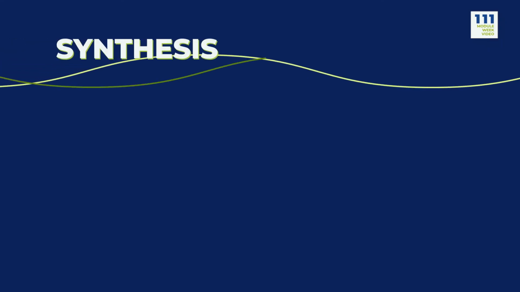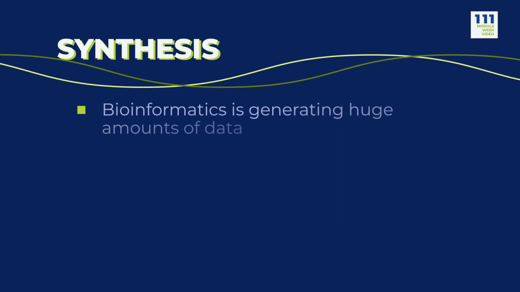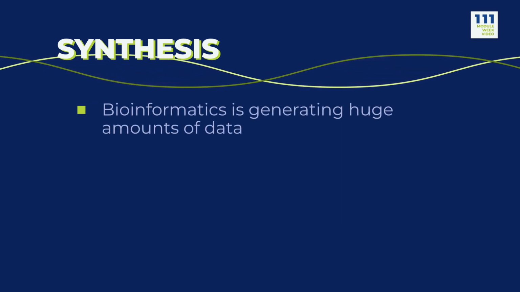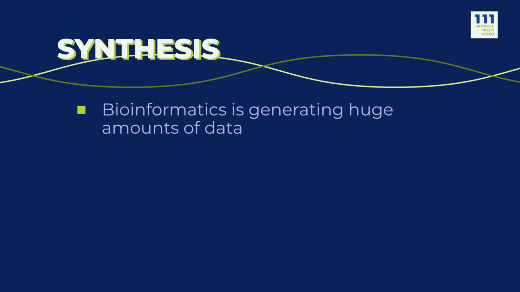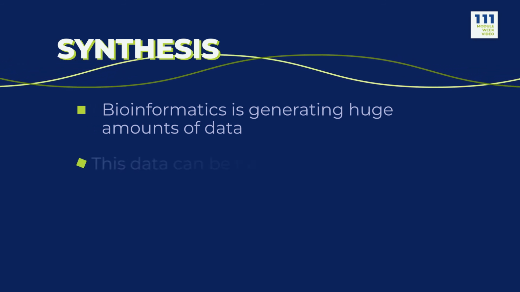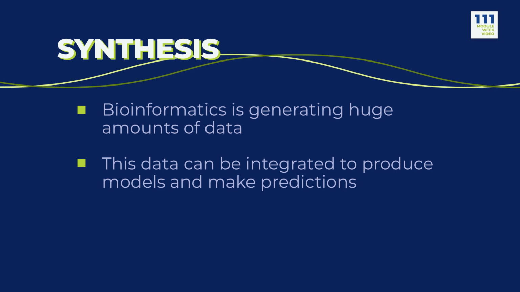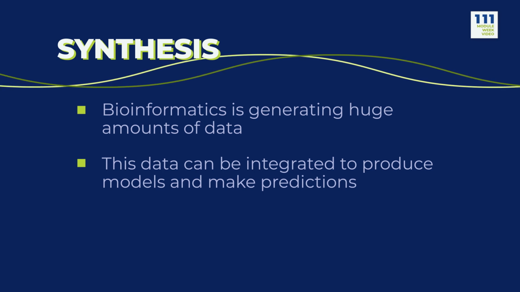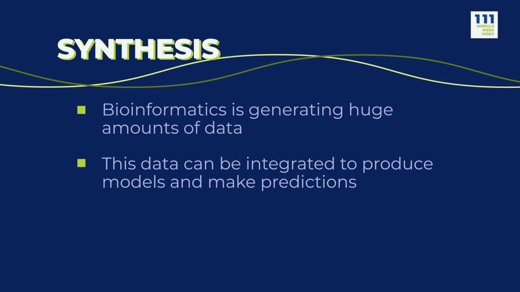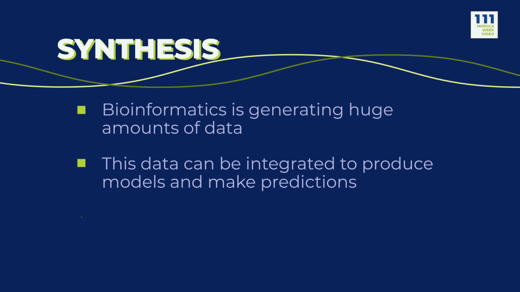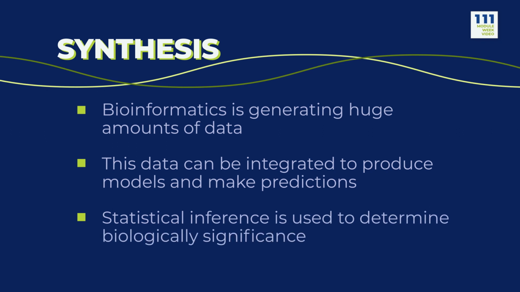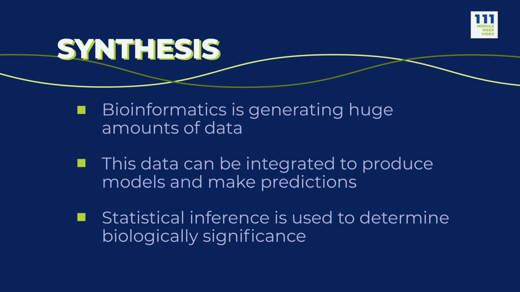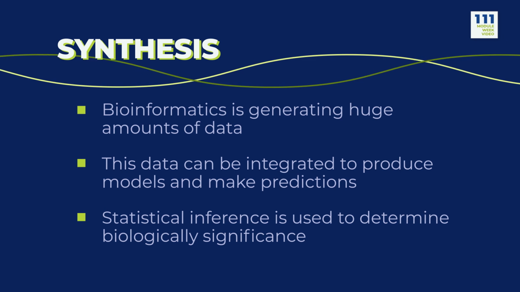So, what we have learned so far is that bioinformatics is now generating huge amounts of data. In order to be properly analyzed, this data will require computing power. This data can be integrated to produce models, and it can also be used to make predictions. The most common predictions in bioinformatics are based on sequence comparison. In order to determine if a sequence comparison or any bioinformatics measure is biologically significant, we use statistical inference.